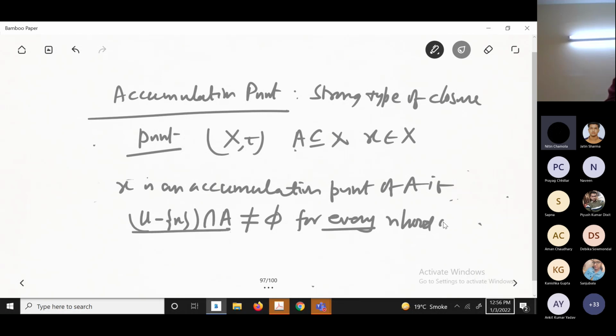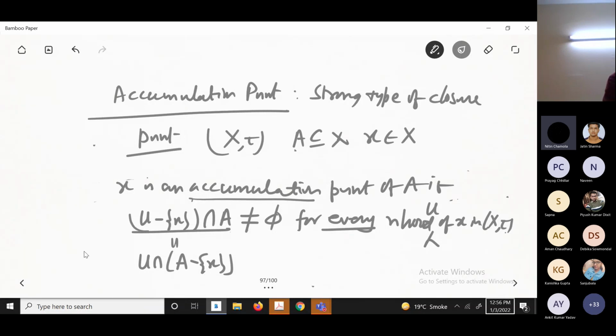Every neighborhood U of X in X tau. This is the thing. This can be written as the same thing, U intersection A, as I explained to you, because whatever intersection you take, it should not have X in that intersection. This is called an accumulation point. And here I am saying that A prime is closed provided you have the T1 condition. If it is not T1, then why may it fail? You should think about that.